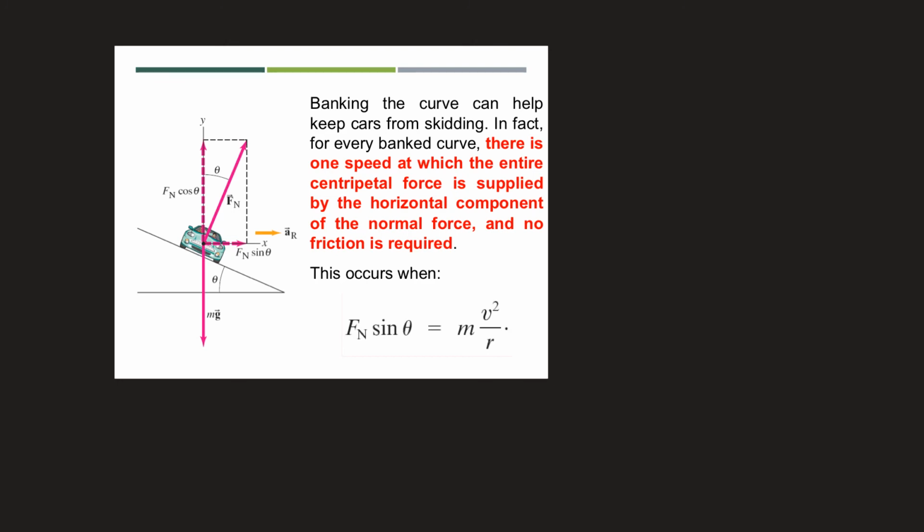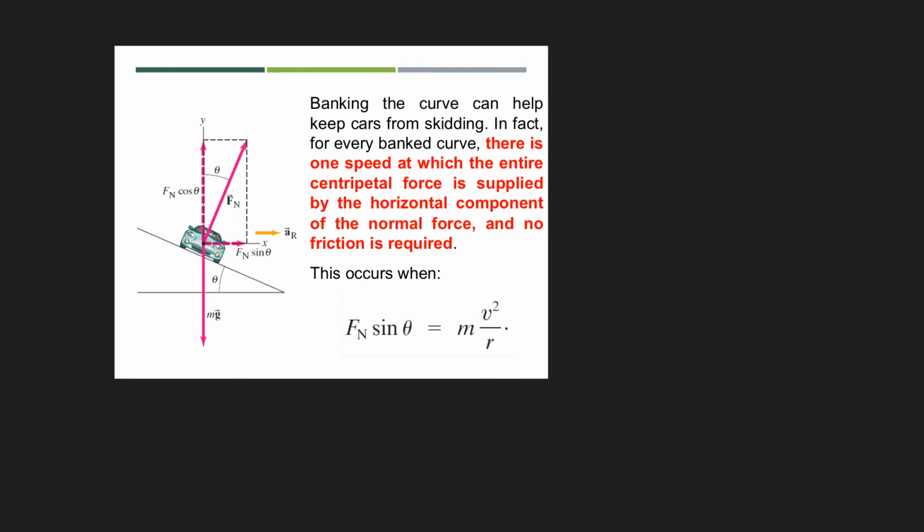So if the question states design speed, or design the banked track with this speed, it means that the banked track doesn't need any friction. So which force is responsible for producing the centripetal force?